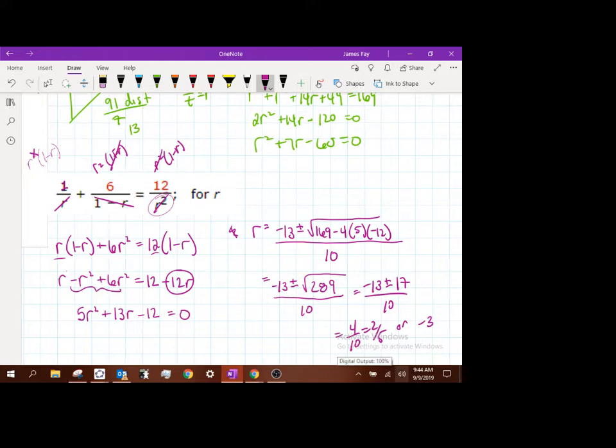Now, all you got to do here is pay attention, because we had division in the original problem, right? So when I get answers, I have to make sure that when I plug them back in here, I don't get 0 in any of my denominators. The only numbers that would give me 0 are if R was 0 itself, right? Or if R was 1. Okay?